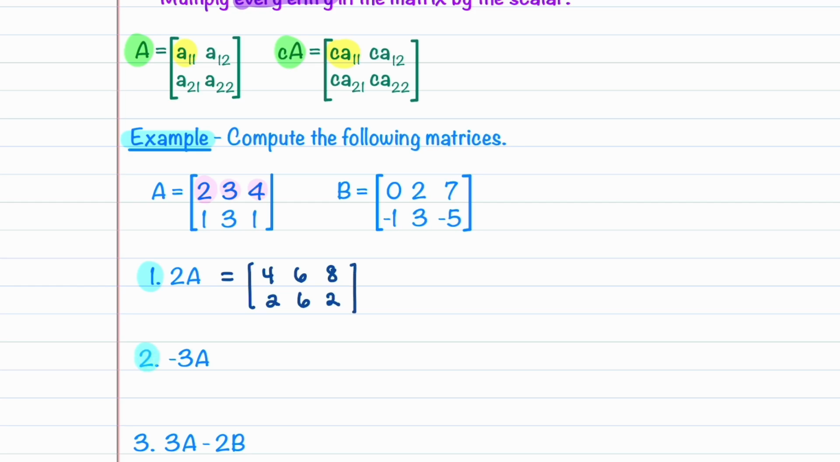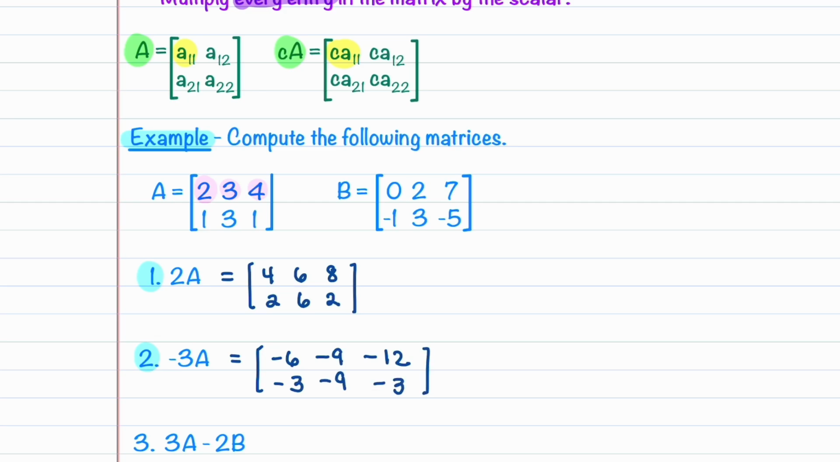For our second example, we're going to take that same matrix A and multiply it by minus 3. You may want to pause the video and do this one on your own. The solution to this one is going to be this. All we're going to do is take all the entries in matrix A and multiply them by minus 3. So we get on the top row a minus 6, a minus 9, a minus 12. And then on the second row, we're going to get a minus 3, a minus 9, and then another minus 3.